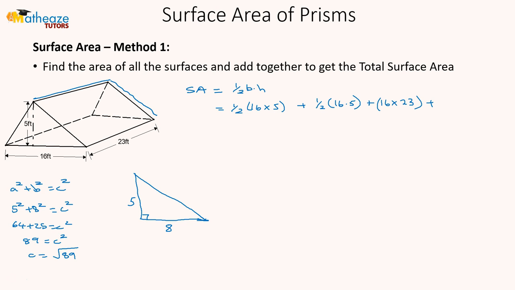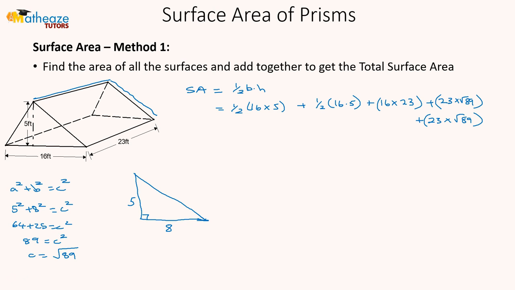So now we're going to use that for this rectangle here that I've highlighted the dimensions of. It's going to be 23 multiplied by square root of 89 for this part of it, and then you have one on the other end, which is also going to be 23 times square root of 89.